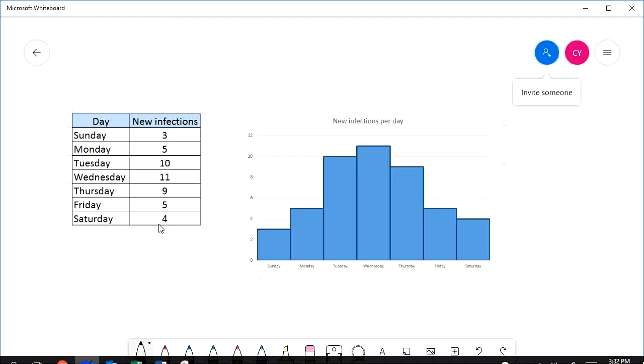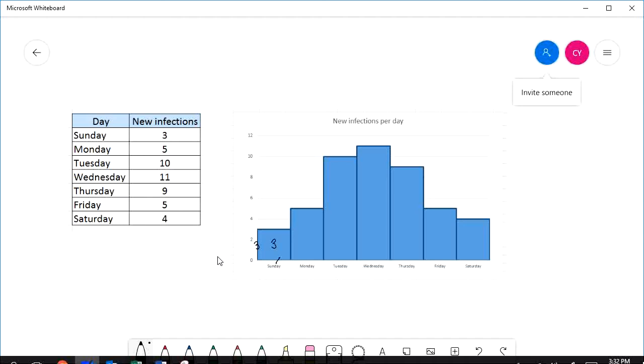But they're not just columns, are they? Each column is a rectangle. So let's start with our Sunday column. Now, because it's only one day, Sunday, it's 1 day wide that way. And we know that 3 people got infected on that day, so it's 3 high. So if I wanted to find the area of that, it's 3.